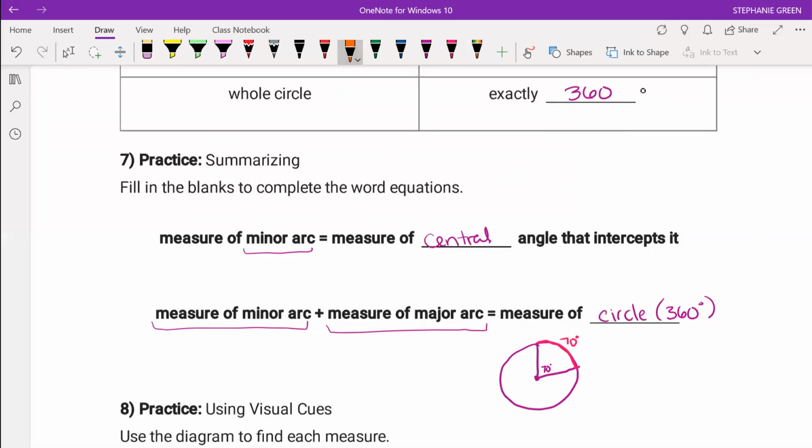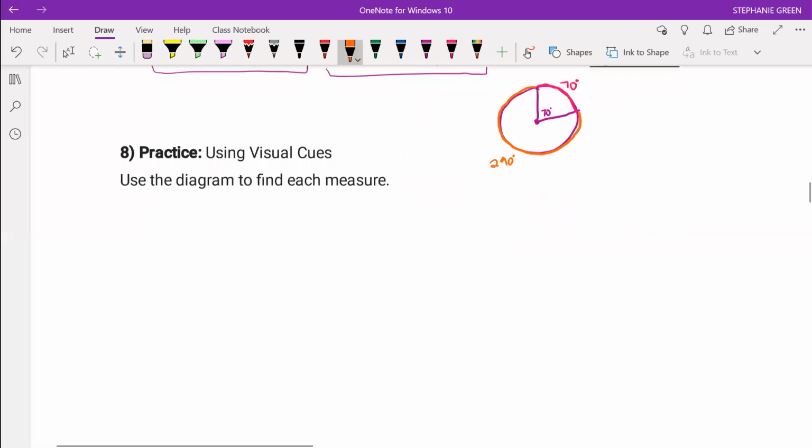My whole circle has to be 360 degrees, so my major arc is going to be whatever's left of 360 after I subtract the 70 degrees of the minor arc. 360 minus 70 is 290 degrees. So my major arc is 290, my minor arc is 70, and 70 plus 290 gives me the whole circle's measure, 360 degrees. Let's do some more problems like that.